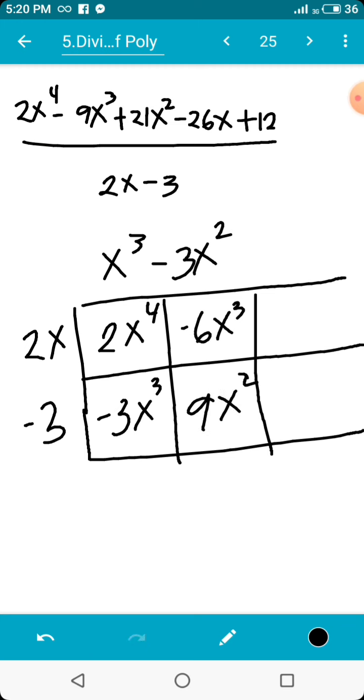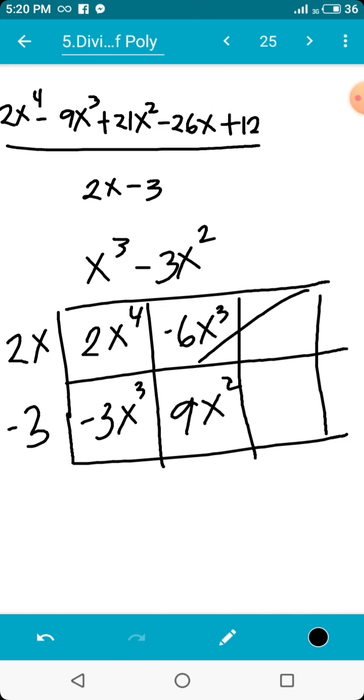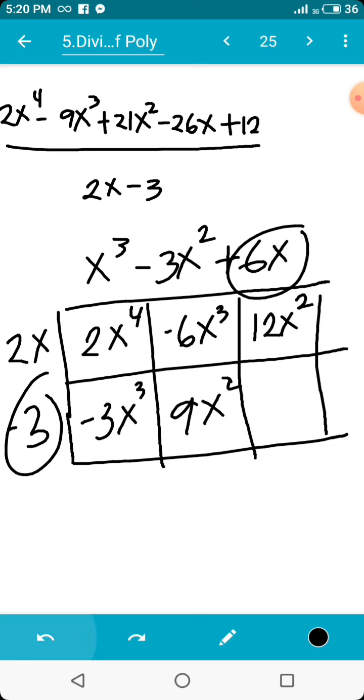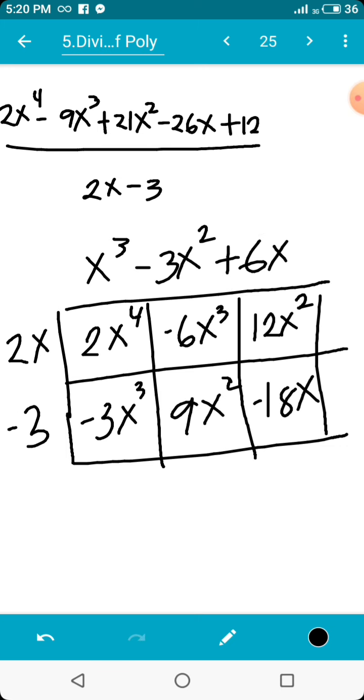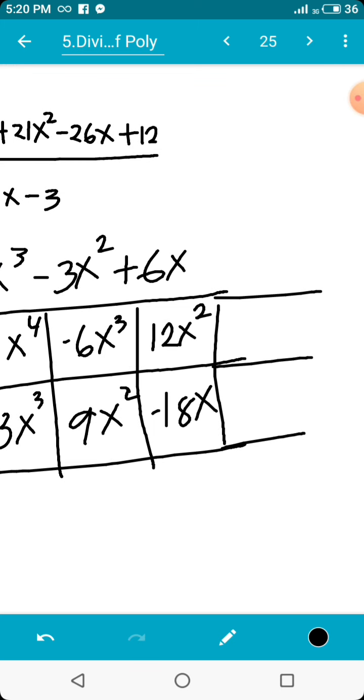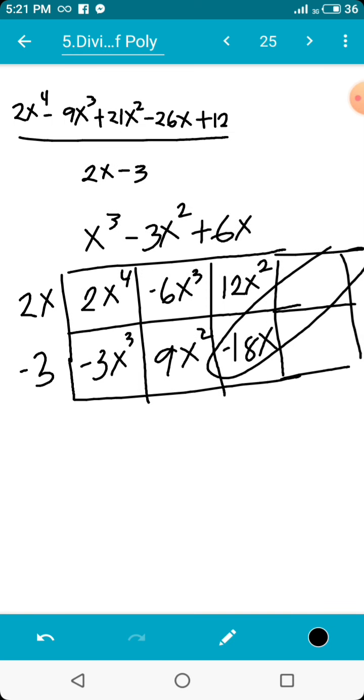Okay? So, next naman, so mag-iisip tayo ng i-combine natin sa 9x squared para ang sagot ay positive 21x squared. And that is, what? Positive 12x squared. Okay? So, 12x squared divided by 2x, that is positive 6x. Okay? Then, times natin to at saka to, and the answer is negative 18x. Okay? So, next naman, anong i-combine natin sa negative 18x para ang sagot ay yung next na term, which is negative 26x. And that is negative 8x.